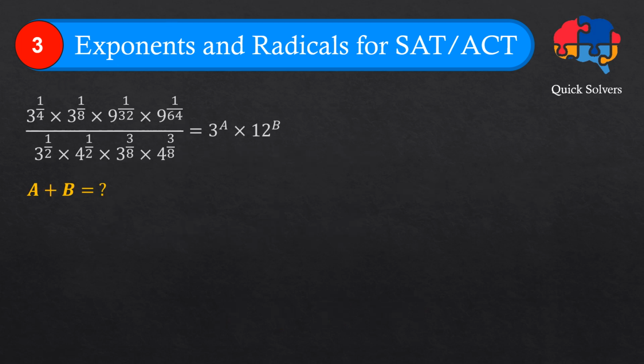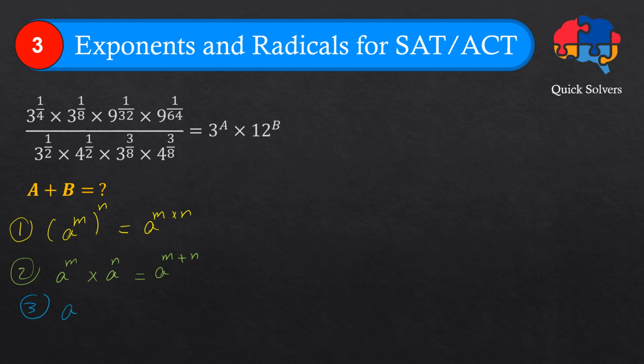To find a plus b, I would like to write down some rules here. The first rule is that if we have a to the power of m to the power of n, we can rewrite this as a to the power of m times n. Okay, so this is the first rule. The second rule says that if we have a to the power of m times a to the power of n, this equals a to the power of m plus n. The third rule is that if we have a to the power of n times b to the power of n, this equals a times b to the power of n.